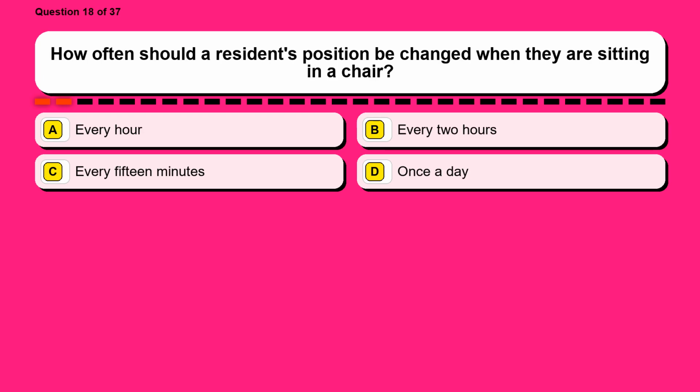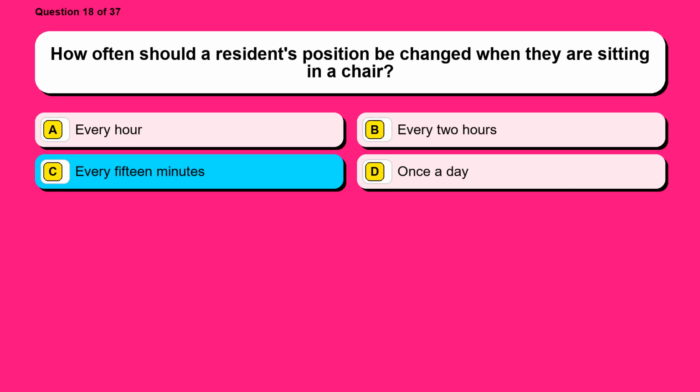Question 18. How often should a resident's position be changed when they are sitting in a chair? Option A. Every hour. Option B. Every 2 hours. Option C. Every 15 minutes. Option D. Once a day.